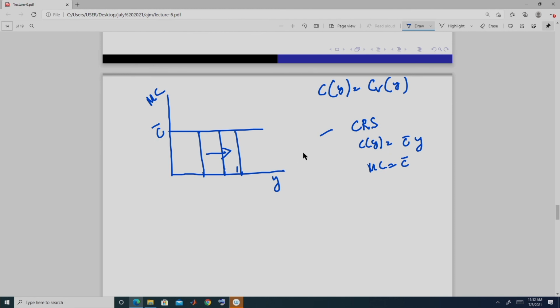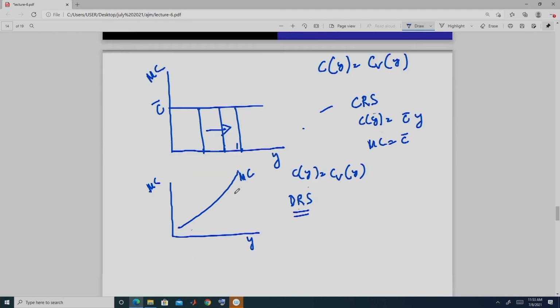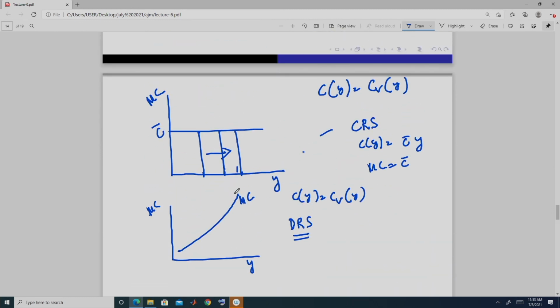So, this is the CRS case. Now, if our marginal cost is this and our cost function is of this nature, so we do not have any fixed cost, then we have decreasing returns to scale, and that is DRS. Why? Because as we go on increasing the output, the additional cost that we are getting is higher.